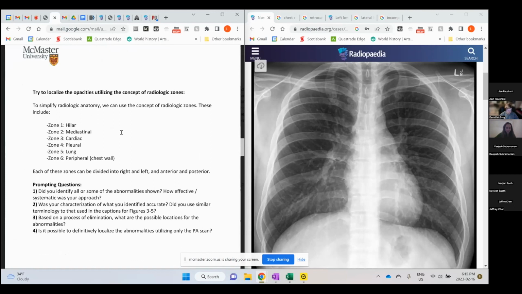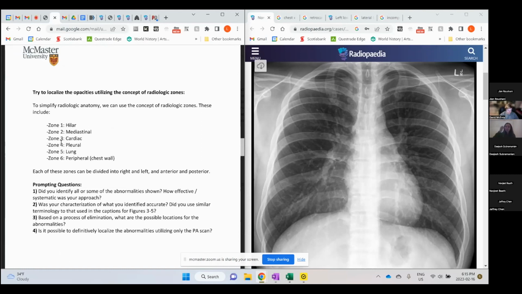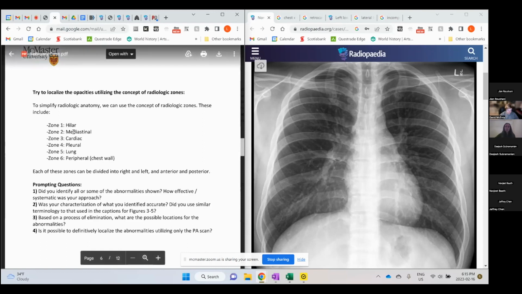What did I want to tell you? Oh, yes. The concept of zones, don't pay attention to the numbers. This is not really something that we use, but in general, we do localize things: lung parenchymal versus pleural versus chest wall versus mediastinal. And the reason is that it has a different differential diagnostic pathway depending on the location.